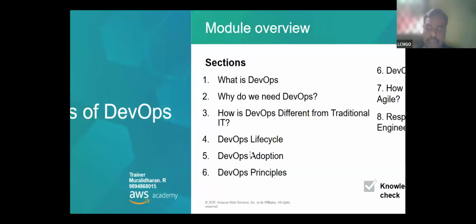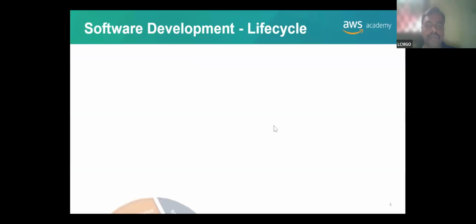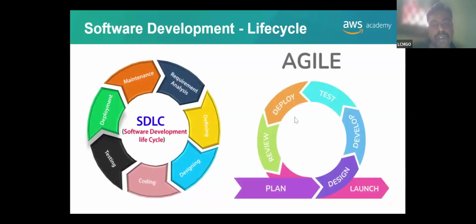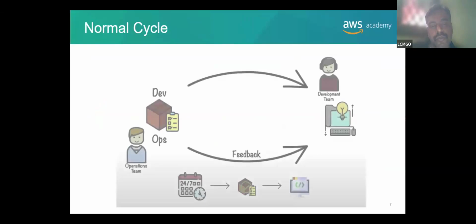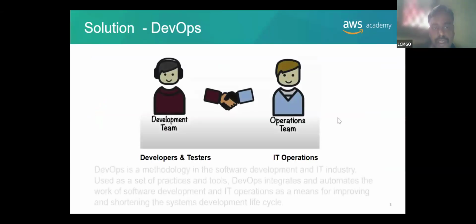DevOps is a methodology where the focus is mainly on the development team and the operation team working together. That means whatever they are changing will be known immediately to the operation team. Then the operation team will give feedback to the development team immediately, and then they will change things. This way we are reducing time, upgrading easily, and the application will work faster and be user friendly as well.